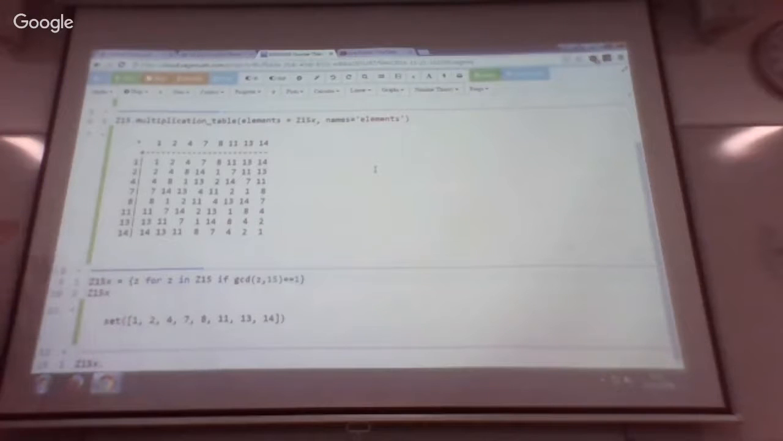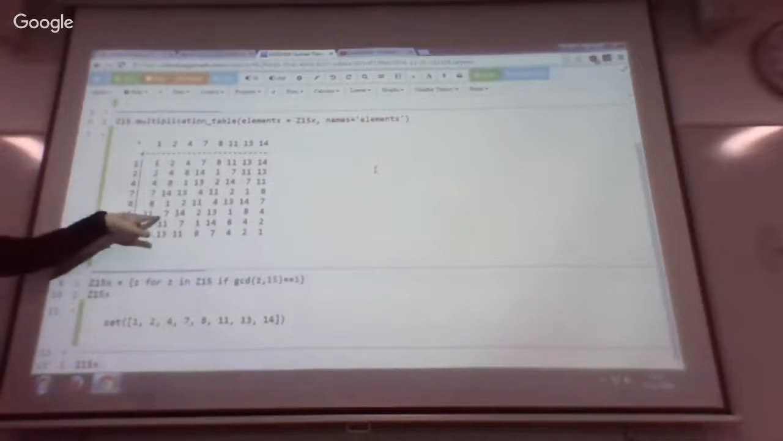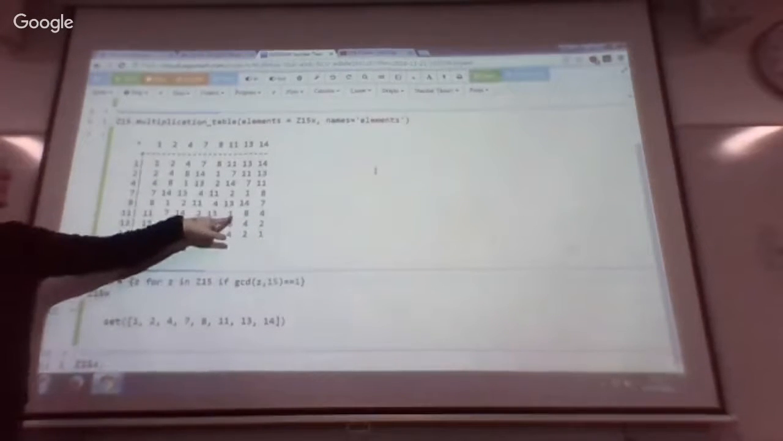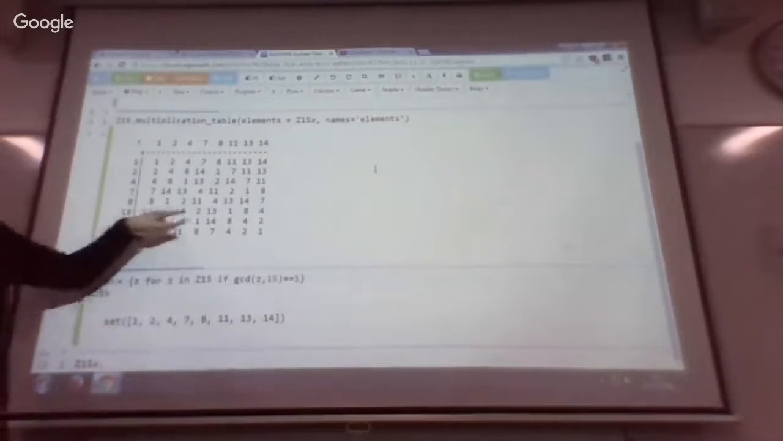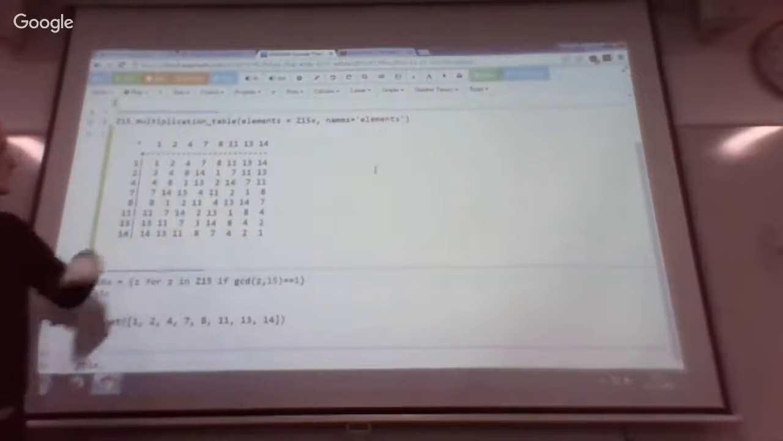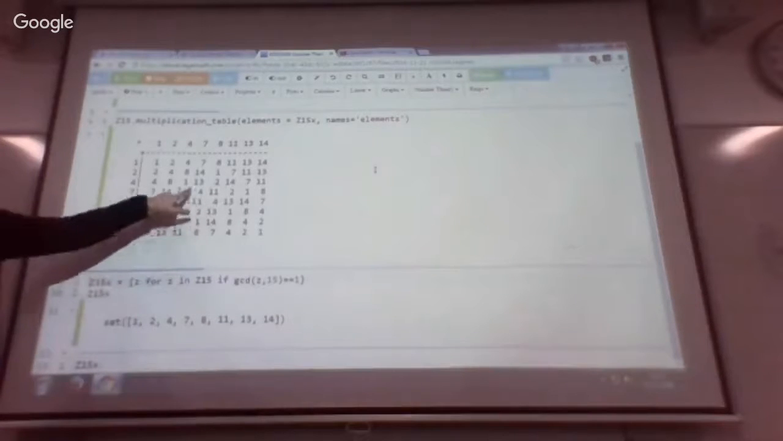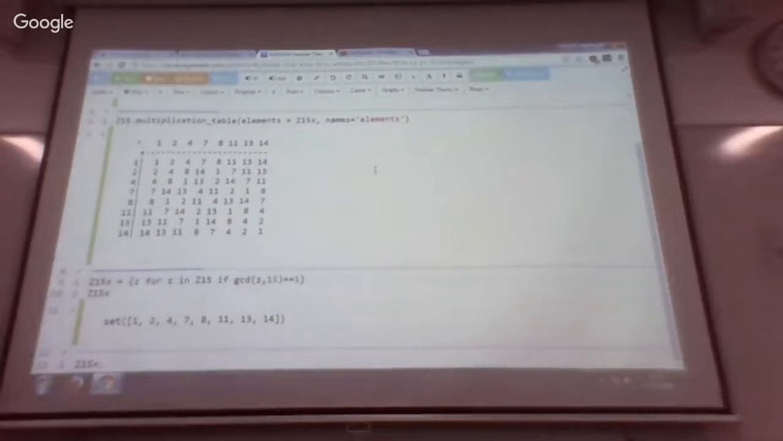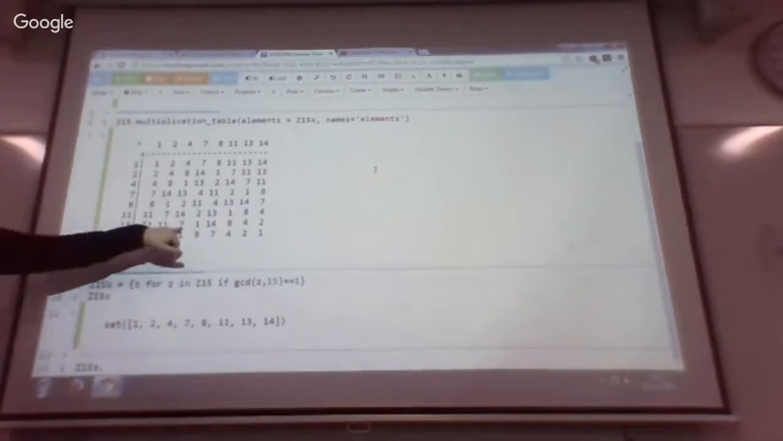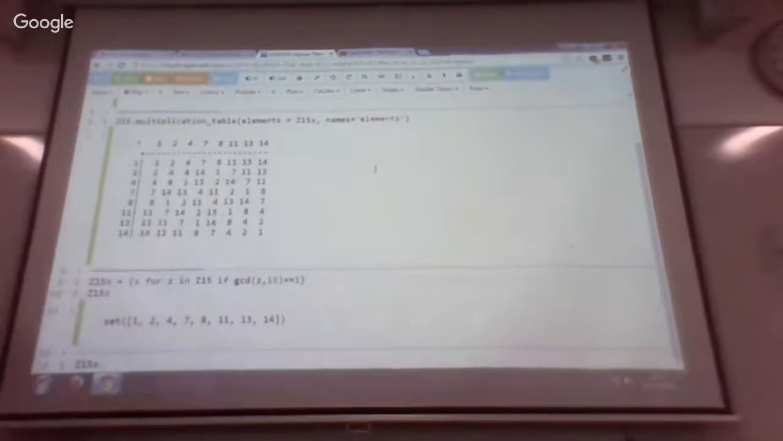Okay? Every element has an inverse, because when you look across any row, you'll encounter the number 1. And that's the inverse for that element. So 11 is self-inverse. 11 times 11 is 1. Any other self-inverse number? Yeah, 4. 4 times 4 is 1. Lots of other elements are not self-inverse. For instance, 13. 13 times 7 is equal to 1.